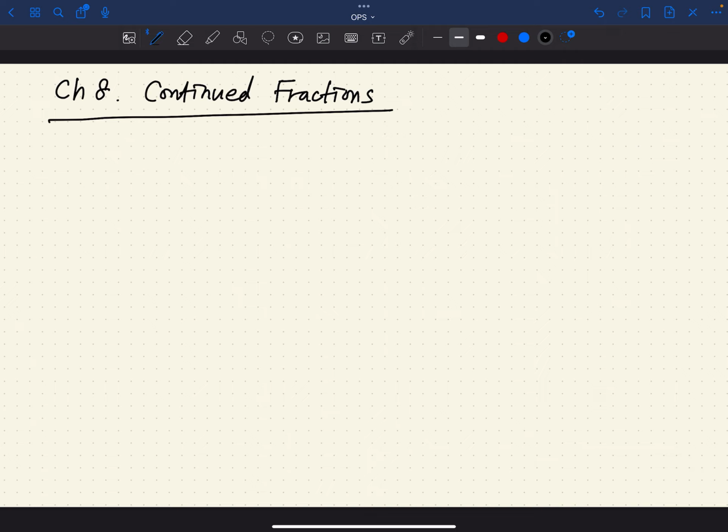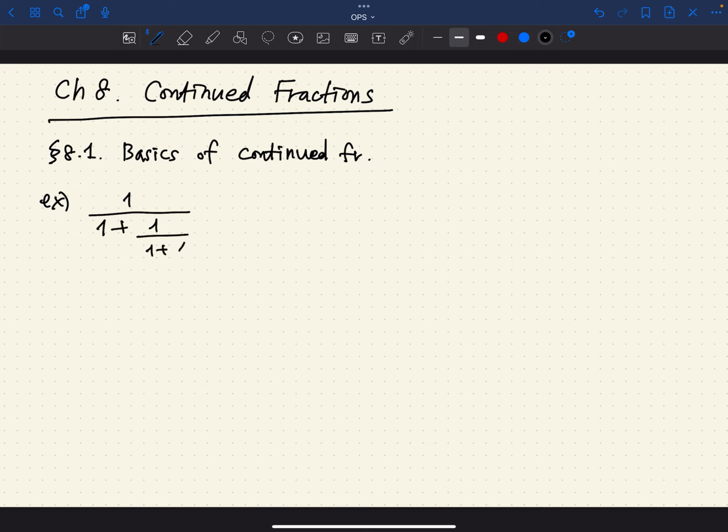But first, we need to study the basics of continued fractions. What are they? Okay, what are they? So let me begin with an interesting example. Probably many of you have seen a problem like this. I think it goes like that. What is this? Have you seen a problem like this?